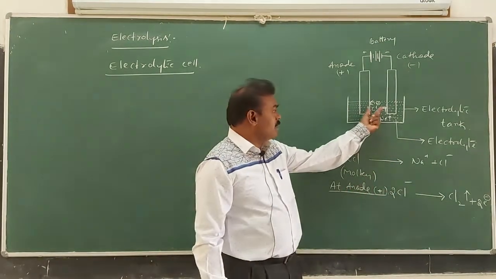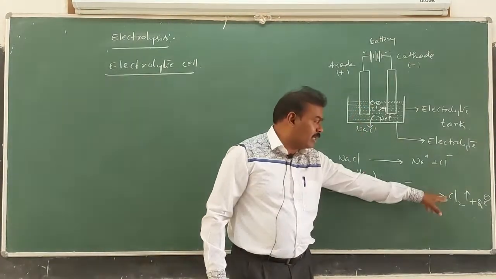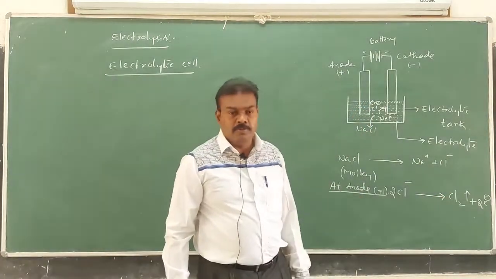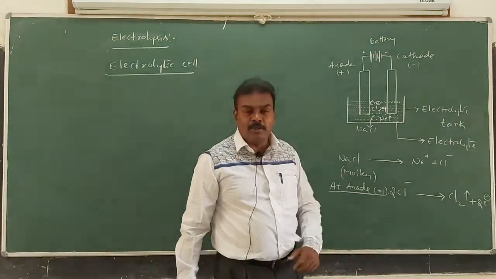What is the anion? Cl minus ion, moving towards the anode. There it is discharged in the form of what? Chlorine gas. Now electrons will be released. These electrons will be coming towards the cathode through the circuit.